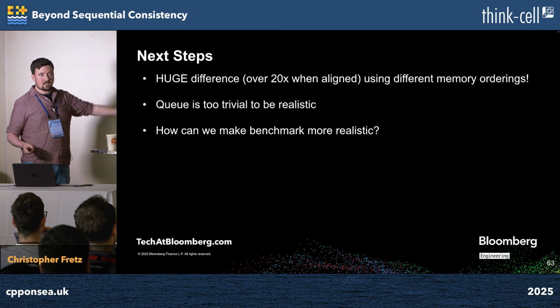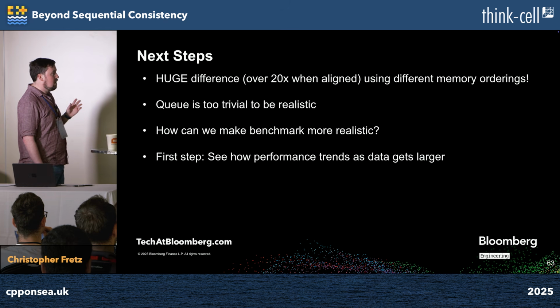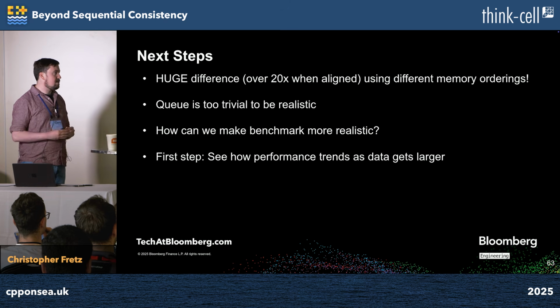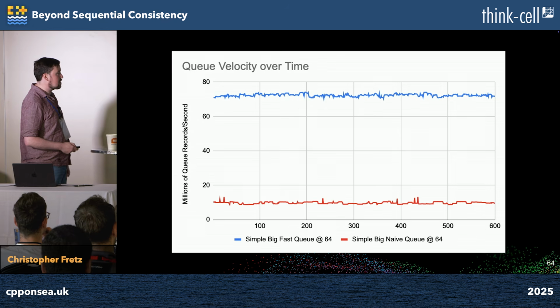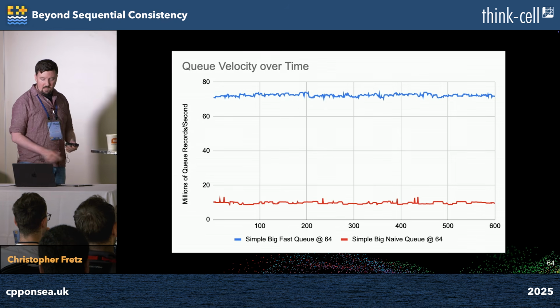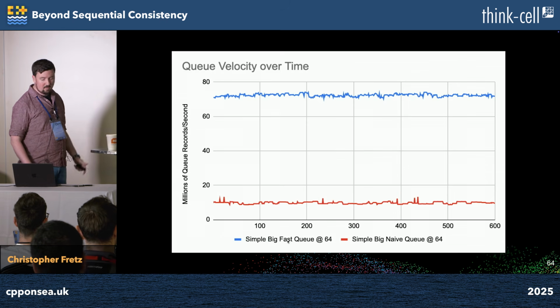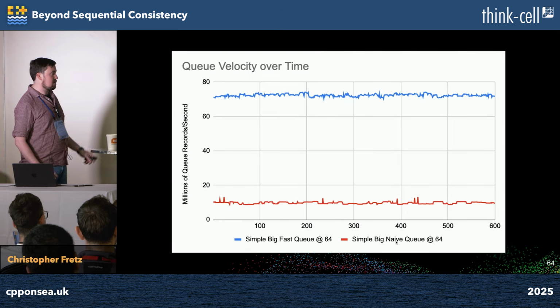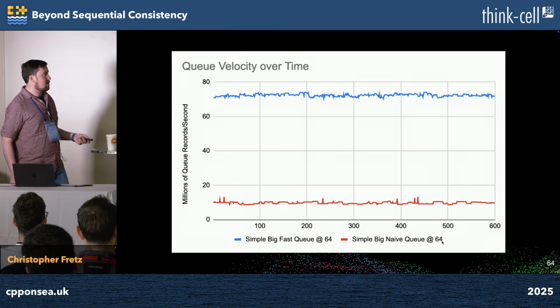How can we find out if this is actually a durable effect that continues to manifest over different orders of magnitude? Well, the first thing that we would probably want to do is see how the performance trends as the data gets larger, because right now we're just moving integers, so we're not really doing a whole lot of work. My naming is probably not super great. This big fast queue here is the one that is aligned and has the memory ordering optimizations, and the naive queue here is the one that is just straight sequential consistency. And 64 means that we're now moving 64-byte records.